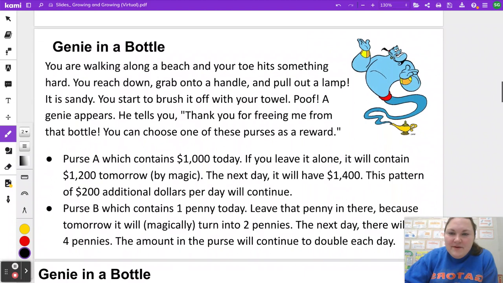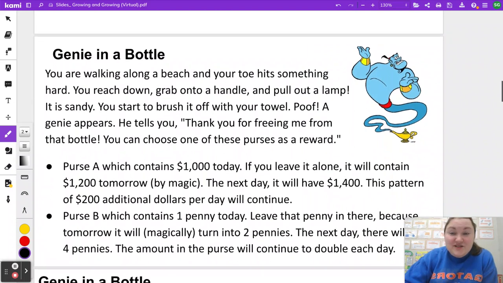The story we're going to use today to help us understand this new relationship we're looking at in this unit is this one about a genie. We've got, you are walking along a beach and your toe hits something hard. You reach down, grab onto a handle, and pull out a lamp. It is sandy. You start to brush it off with your towel. Poof! A genie appears. He tells you, "Thank you for freeing me from that bottle. You can choose one of these purses as a reward."